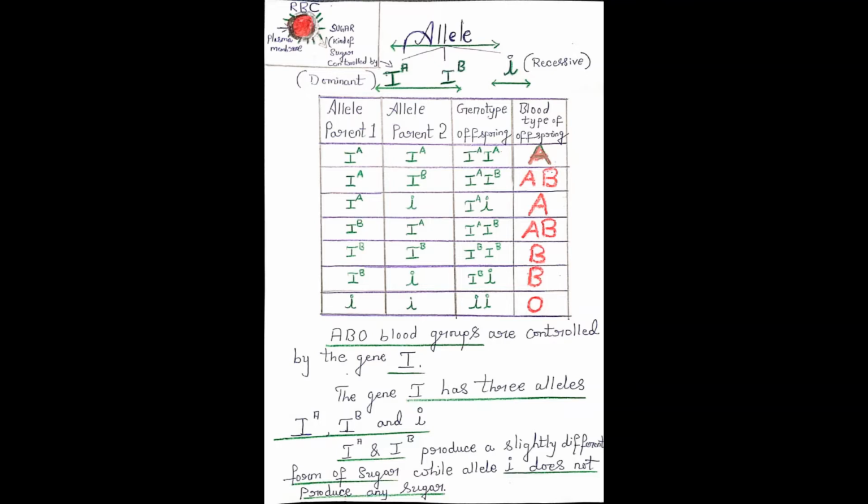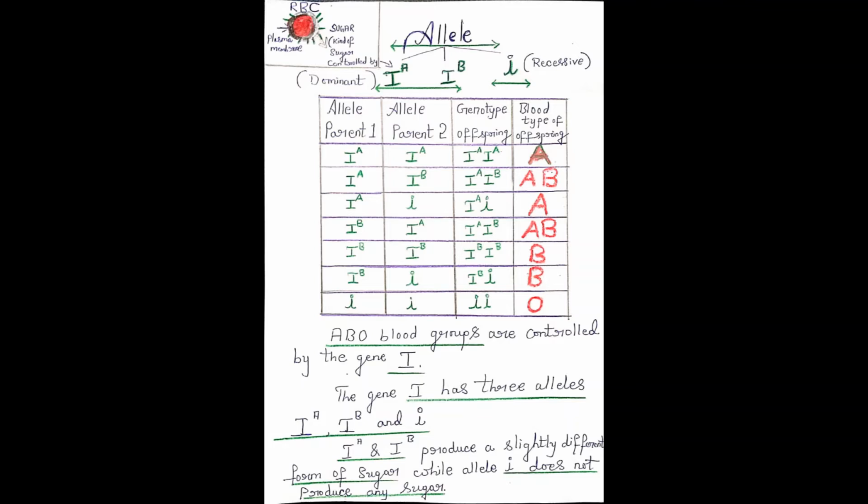Observe the table now. If IA is from parent 1, IA is from parent 2, then the genotype is also A and blood group is A. If IA and IB are present, blood group is AB. Observe the third row. One is dominant IA and other one is recessive small i. But dominant character is expressed, therefore blood group is A. If IB and IA are present, both are dominant, the blood group is AB. IB, then again the option is B blood group.